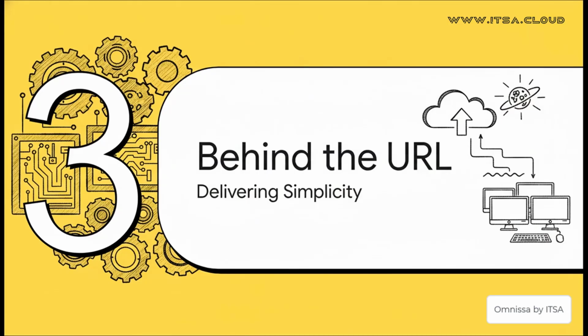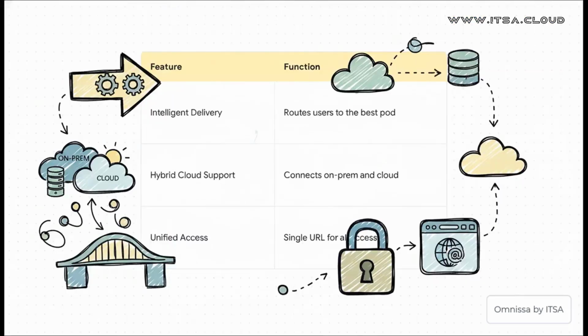Okay, that all sounds great, but how does it actually pull it off? Let's take a peek at the magic that's happening behind that one single URL and see what makes the Universal Broker so powerful. It all really comes down to three key features working together in perfect harmony. First, you've got the intelligent routing, which always finds the best path for the user. Second, there's true hybrid cloud support, which means it treats your on-prem data center and your public clouds as one big unified pool of resources. And third, that unified access, which ties it all together with one simple URL. It creates a single logical system out of a complex, distributed environment.